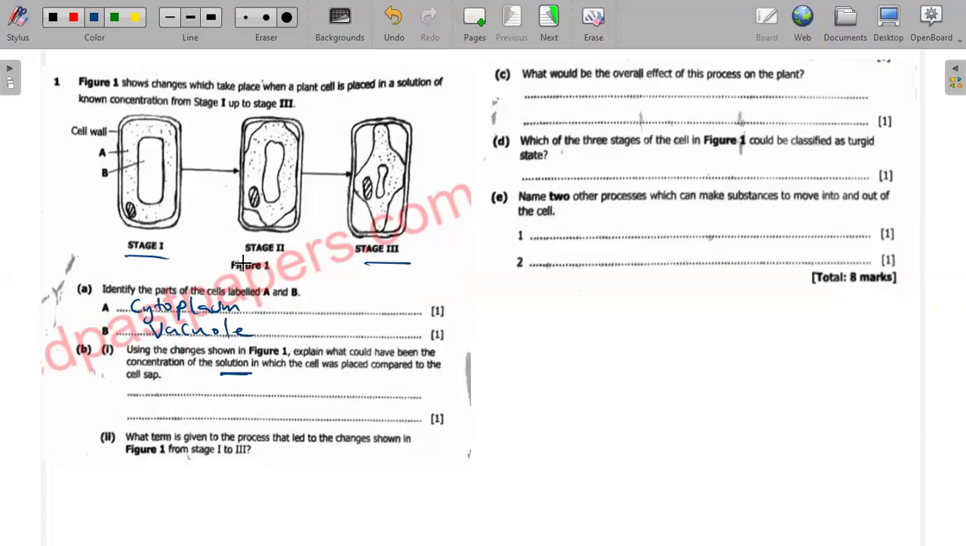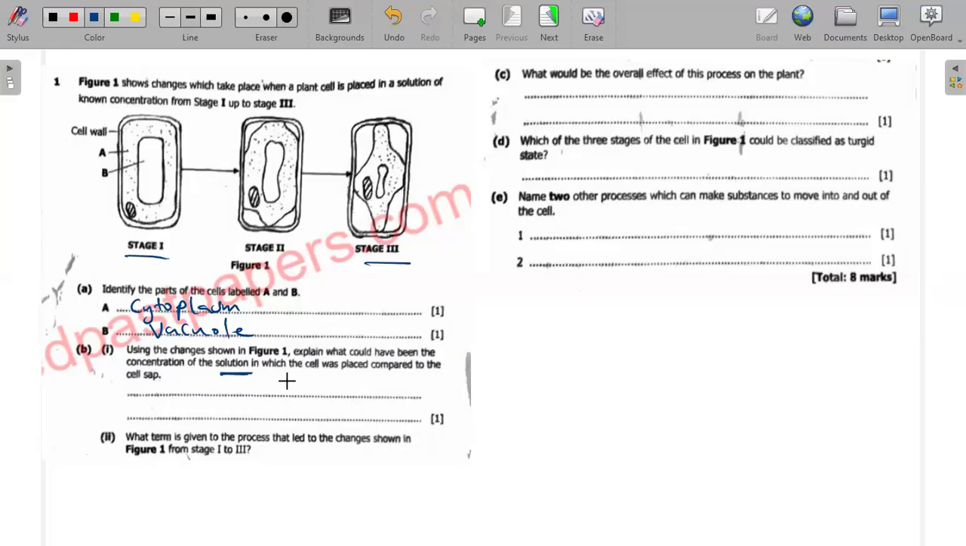So from stage 1 towards stage 3, we see that after being placed in the solution, this cell, the cytoplasm begins to pull away from the cell wall. So we see that the structure of these organelles begin to move away from the cell wall as the vacuole begins to shrink. So the vacuole begins to shrink. So that means that the vacuole is losing water.